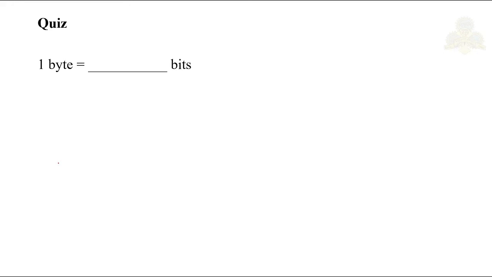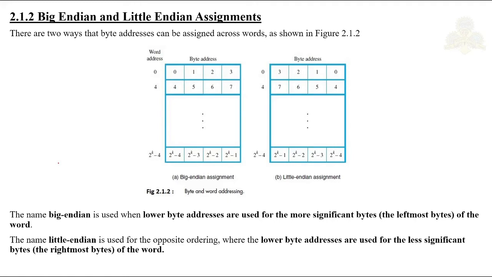Okay, time's up. Next, we'll see the two variations of byte addressability, that is, how a word and a byte would be addressed in the memory. There are two variations: one is big endian assignment, the other is little endian assignment. If you see this diagram, the zeroth word is divided into 4 bytes. The first byte is accessed by the zeroth byte location. Next is byte 1, next is byte 2, and the last one is byte 3.